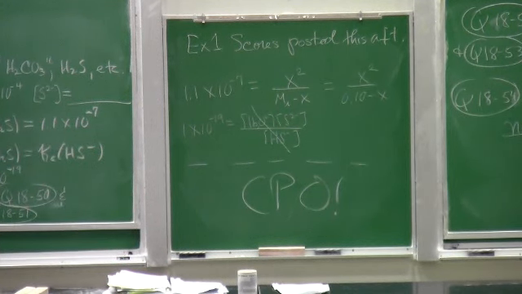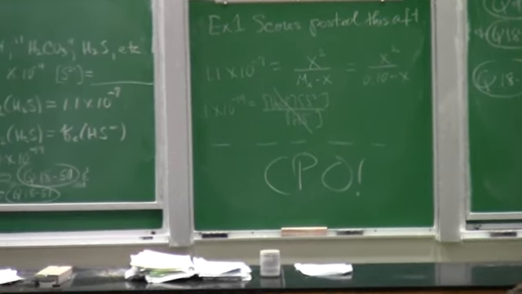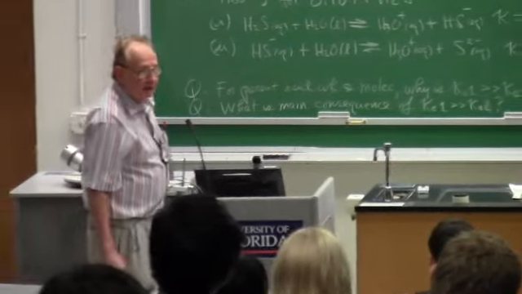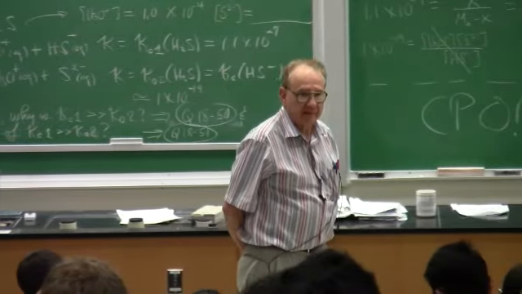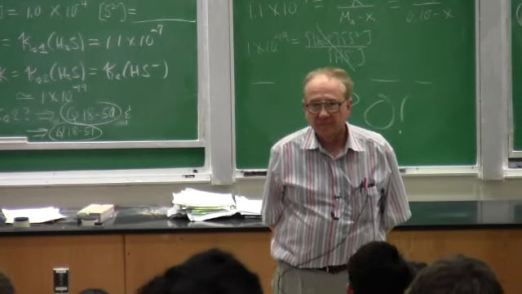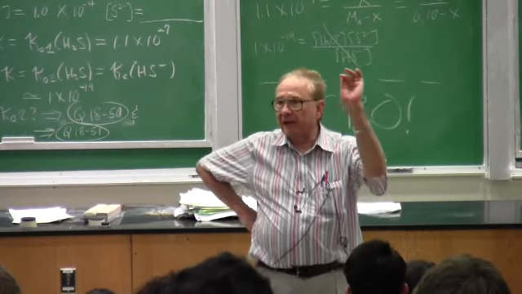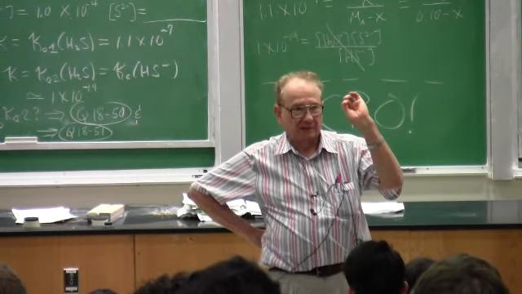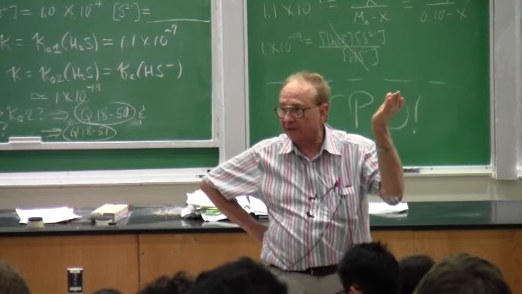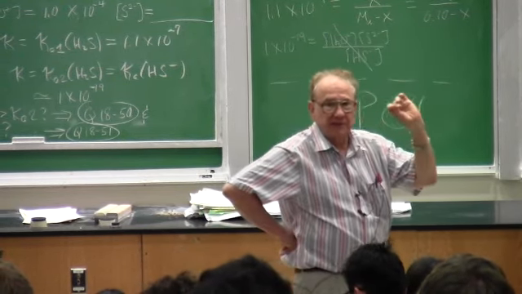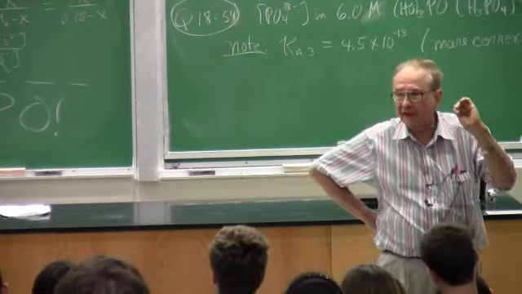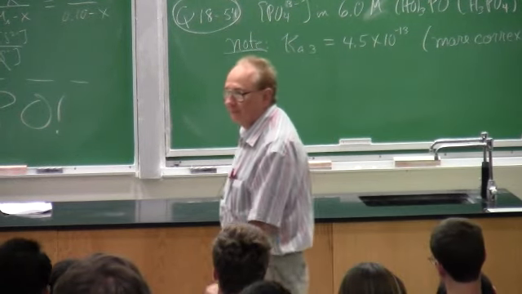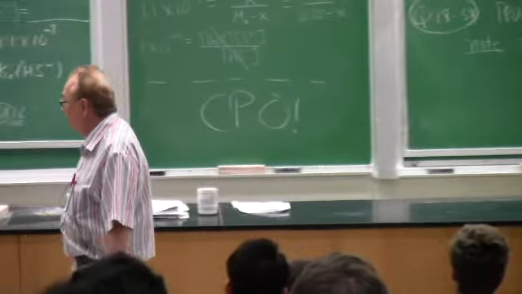Statement. In dealing with a water solution of a polyprotic molecular acid, which is weak, the concentration of the species produced when the parent acid loses 2 H pluses. So from H2S, you lose 2 H plus, you get sulfide ion. The concentration of the species produced when the parent acid loses 2 H pluses is always equal to Ka2. That's it. You really don't have to do any calculation if you've understood this.